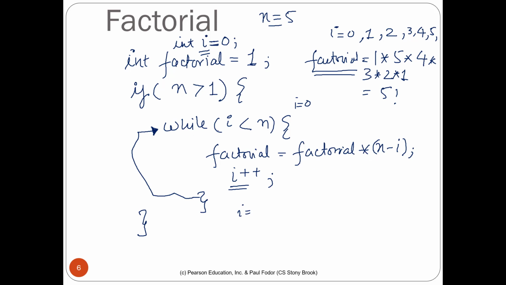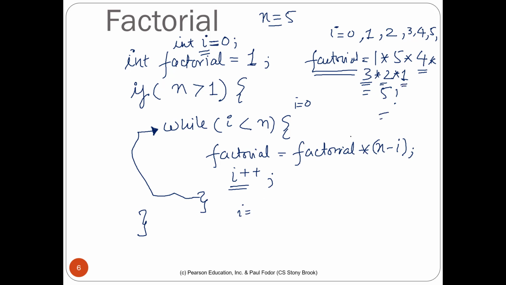Later on, when I is equal to 1, you check this condition, is 1 less than n, 5? The answer is correct. So later on, you update the factorial by multiplying it with the second term, which is n minus 1, that is 4. The third time, it will be multiplied by 3. Fourth time, multiplied by 2. And fifth time, it will be multiplied by 1.